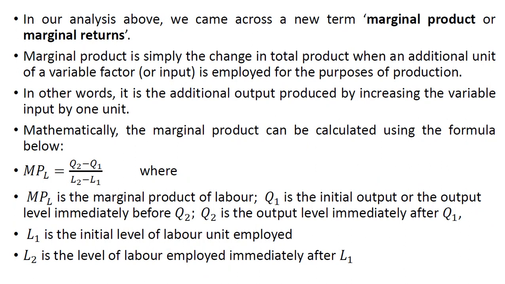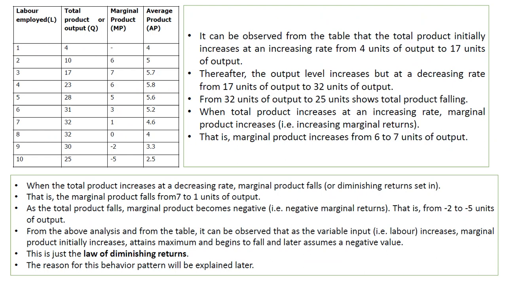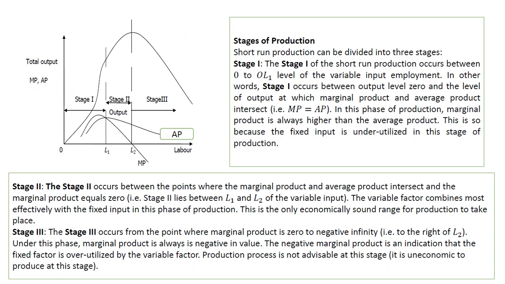The marginal product is simply the rate at which the total output changes. So it's just the slope of the total output. If you plot a graph of labor employed against total product, marginal product, and average product, you have a graph of this nature.